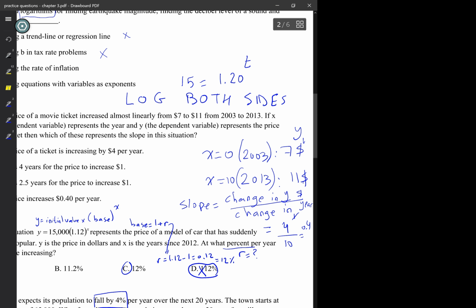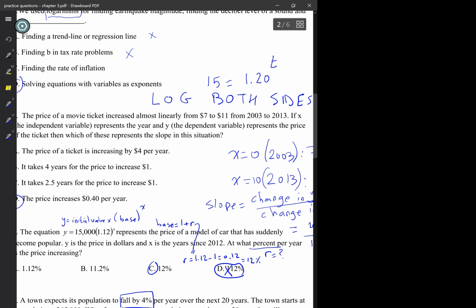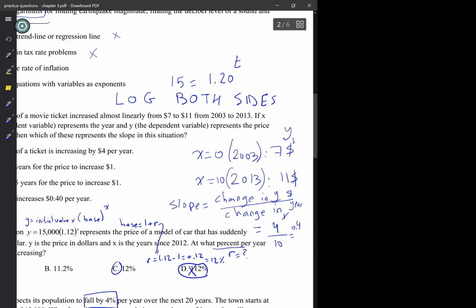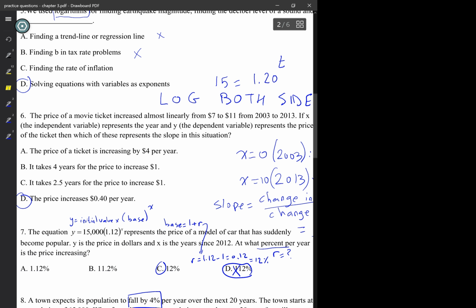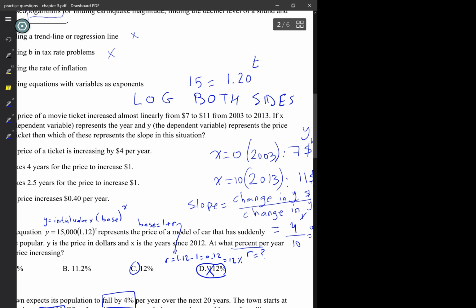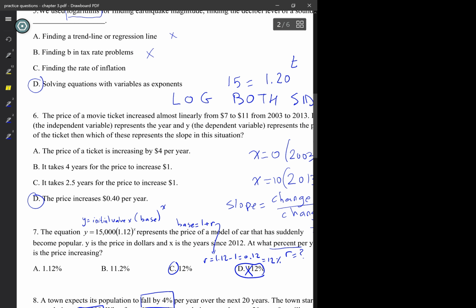And again, the formula says N is equal to N initial multiplied by the base raised to the power t, or x in this case, because they already told me x represents the years. So if I want to really do it correctly, this is x, and my initial is 65,000, because my town starts at a population of 65,000. So 65,000 multiplied by 0.96 raised to the power x.